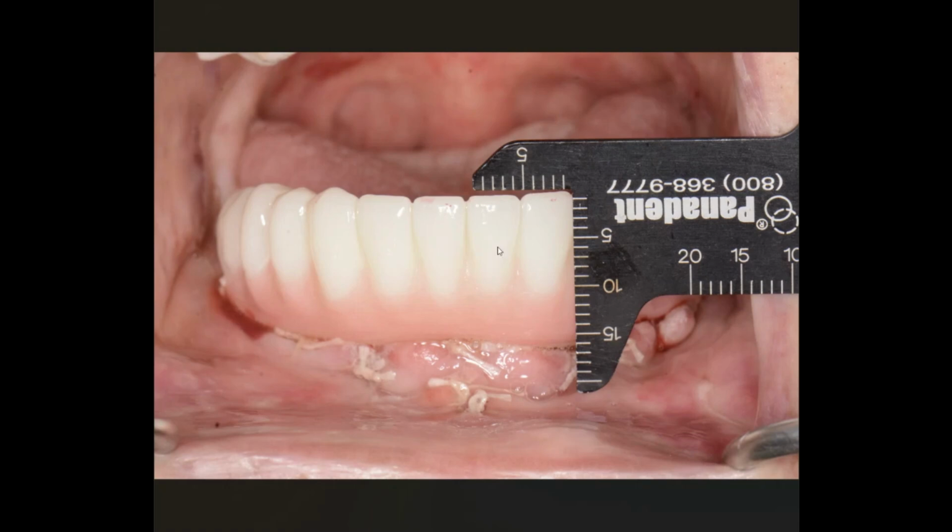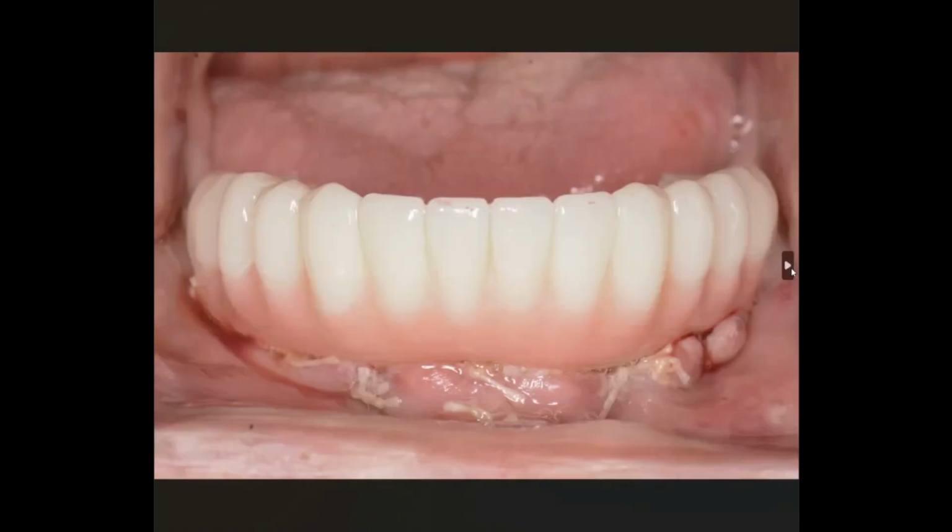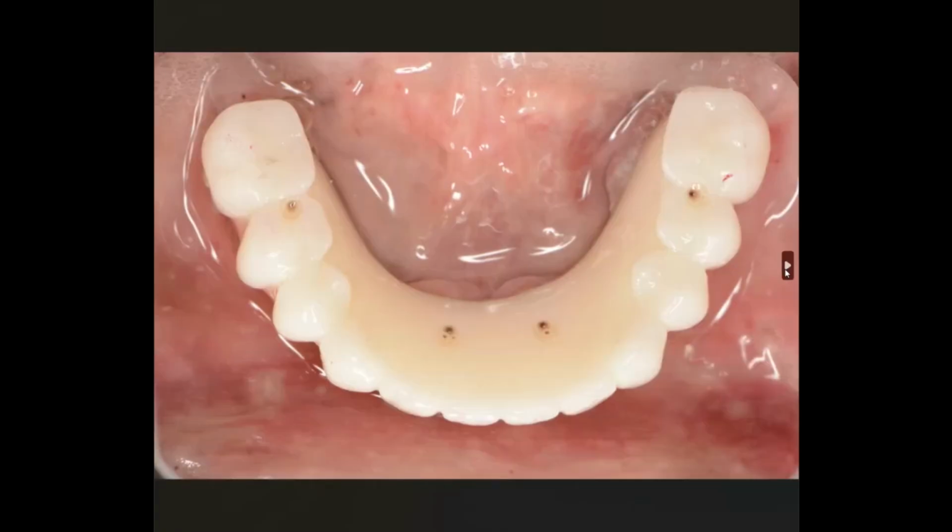Just showing you the relative height here, about 15, 16, 17 millimeters. Looks good, nice and even. Here we are on the occlusal, the intaglio. I'll tell you a little comment about these access holes.